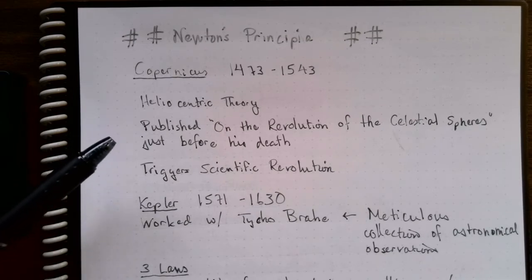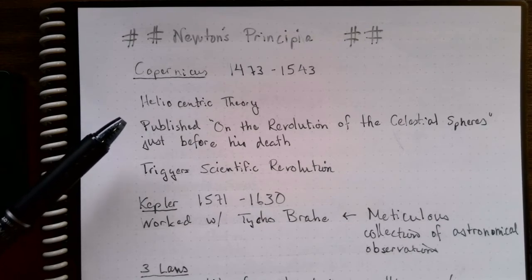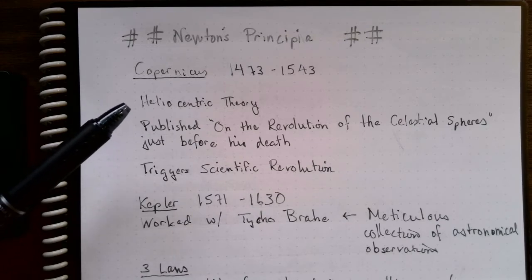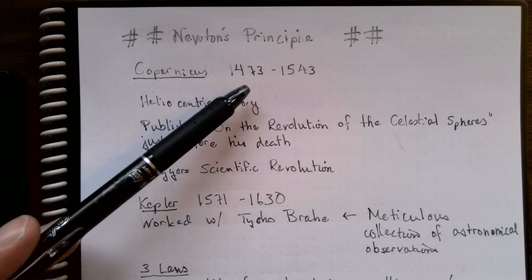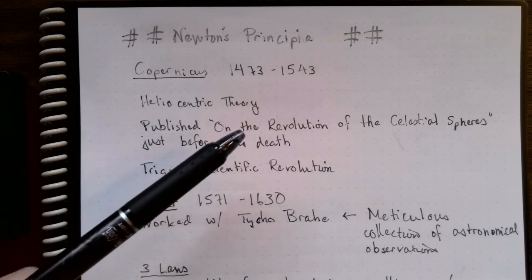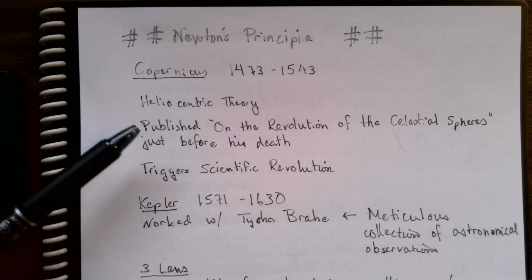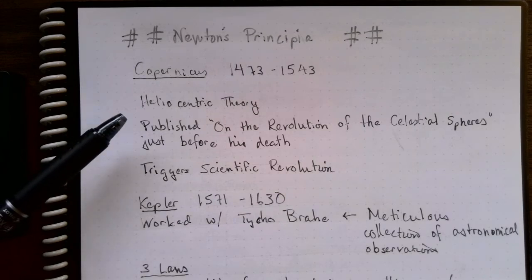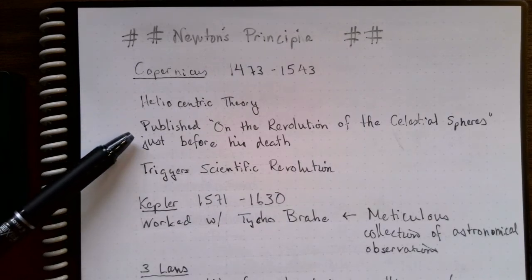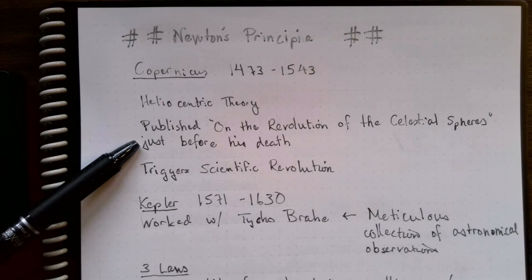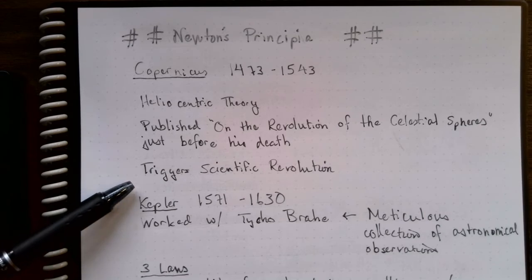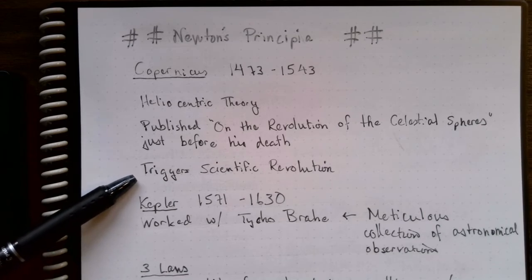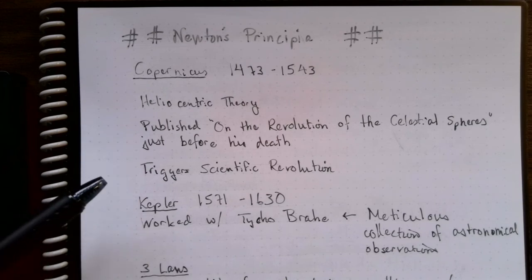One is Copernicus. Nicholas Copernicus was a Polish researcher in this time period right here, and he is famous for positing what is called the heliocentric theory in a book called On the Revolutions of Celestial Spheres. He actually published that just before he died. His work triggers the modern scientific revolution, and it also influenced Galileo.